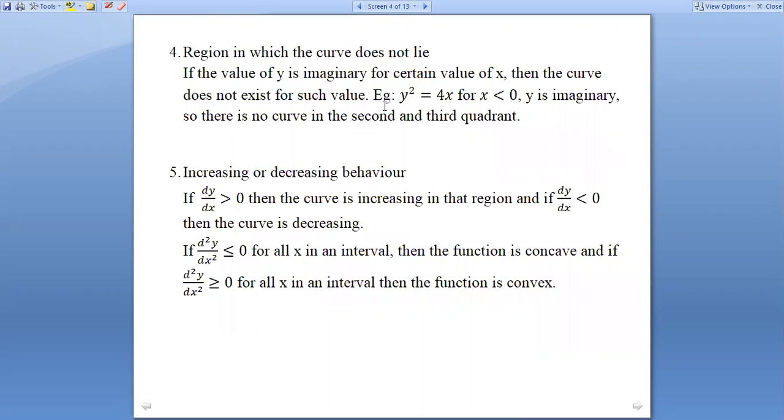So when is x less than 0, in which quadrants? Here we are using the Cartesian equation, so we are doing Cartesian coordinates. So you have 4 quadrants. In the first quadrant, x is positive, second quadrant x is negative, third quadrant also x is negative. So in the second and the third quadrant, y will be imaginary. So we can say that the curve does not lie in the second and the third quadrant by looking into this equation of the curve. So this is very important. You need to check in which region the curve does not lie.